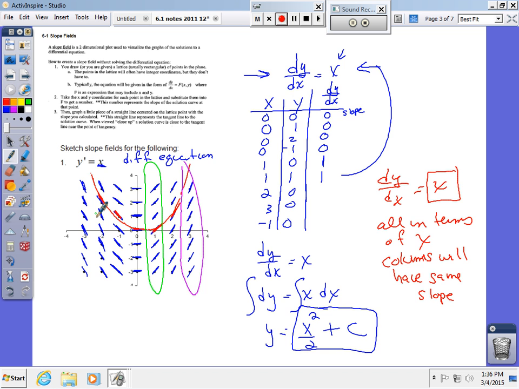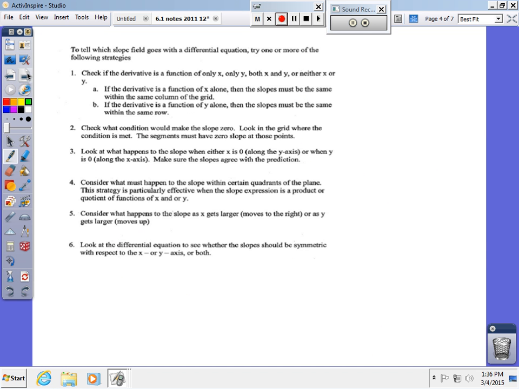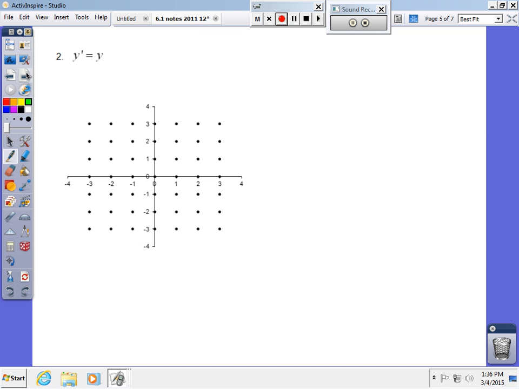Okay. Now when you do the next one, which is in terms of y, instead of the columns all being the same slope, the rows will have all the same slope. But we'll show you how to do this. So you go dy, let me change colors.